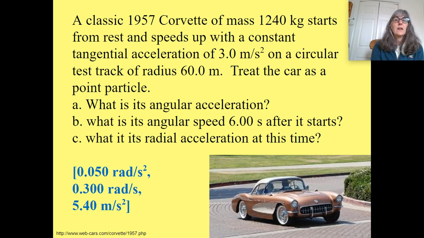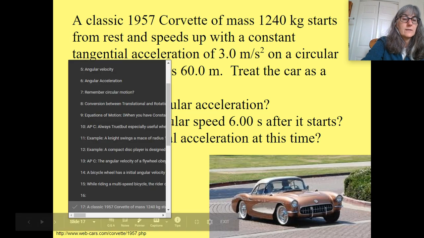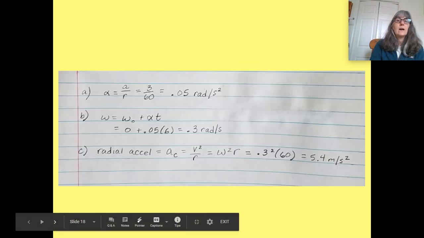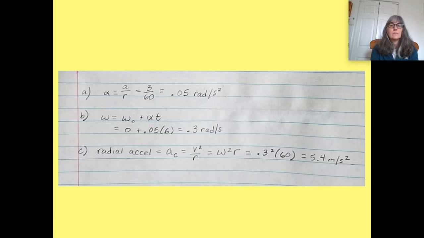So here we go. Angular acceleration, we can convert that. So we'll go on to the next slide. By taking angular acceleration as a over r, that gives us 0.05 radians per second squared. The next part, we're looking for angular velocity. So we can use omega equals omega 0 plus alpha t. Plug that in, that gives us 0.3 radians per second.